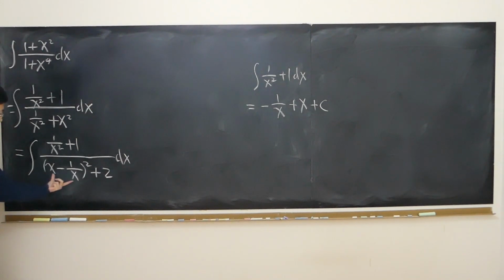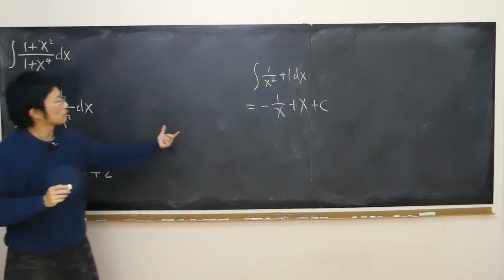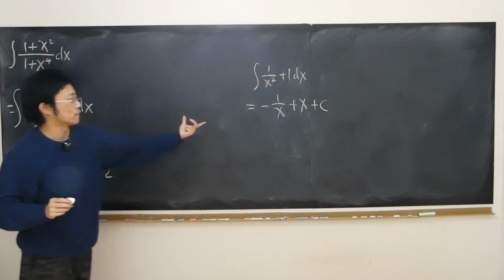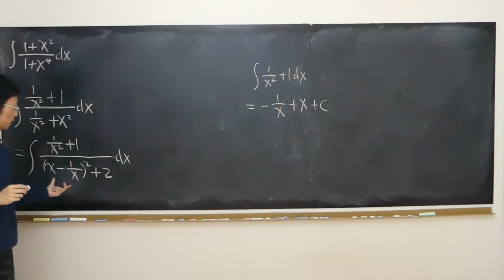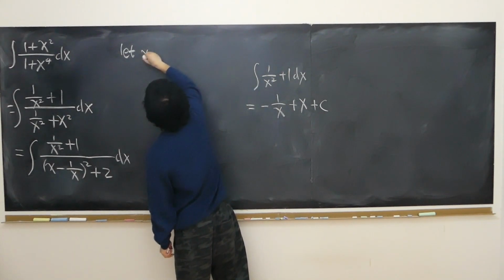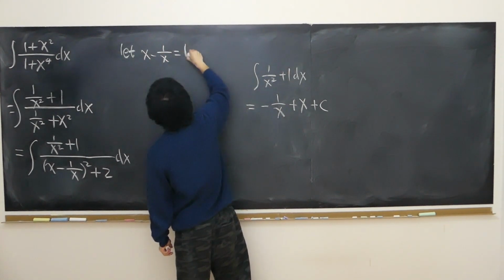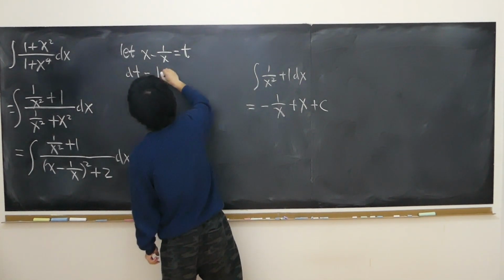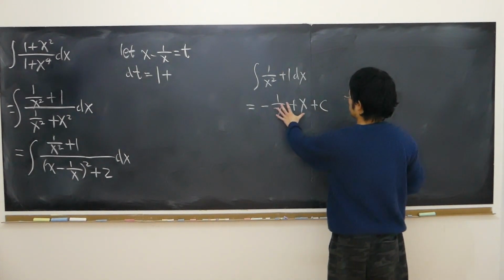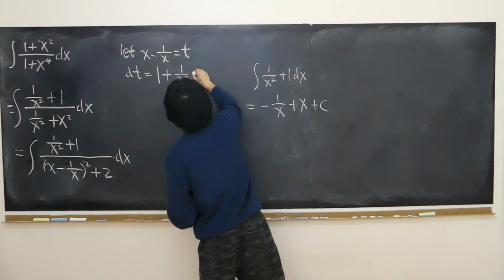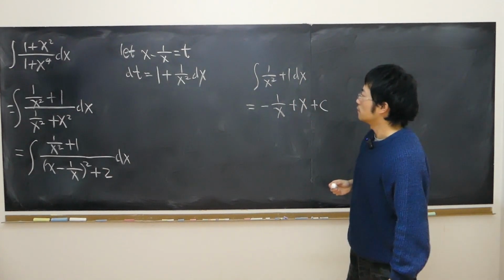Now we can see that this quantity inside is exactly equal to our antiderivative here. So this is a clear indication that we should make a substitution and let this quantity equal t, or u, or whatever. So let x minus 1 over x equal t. Then dt is 1 plus 1 over x squared dx. This is exactly the top.